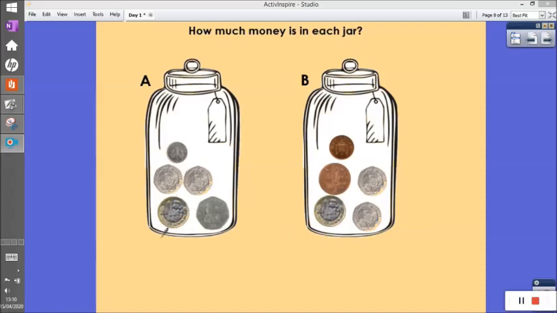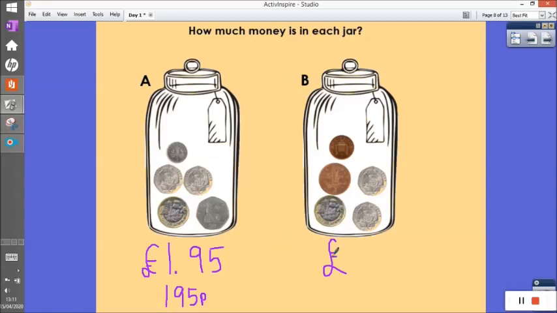Okay, so you should have got that there was £1 and 95 pence. You may have written it in a different way. You may have just simply written 195 pence. Either of those answers are correct. Well done. And then over here, you should have written that you'd got £1.43. Again, you could have simply written 143 pence. That would have been fine too. Okay, right, let's move on.